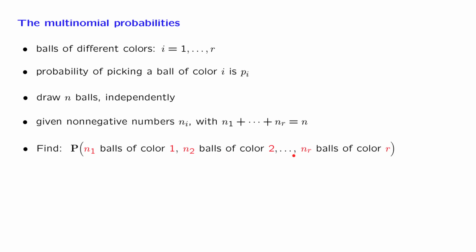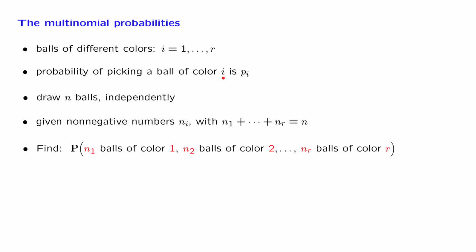Now, of course, this is a more general model. It doesn't necessarily deal with balls of different colors. For example, we might have an experiment that gives us random numbers, where the numbers range from 1 up to r, and at each time we get a random number with probability pi, we get a number which is equal to i. So we could use this to model die rolls, for example.